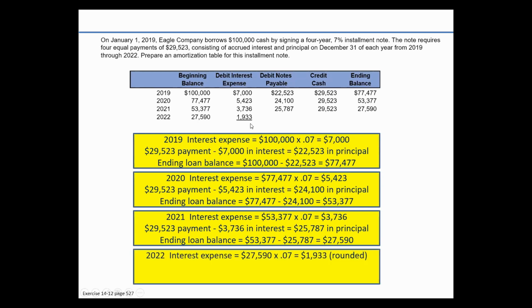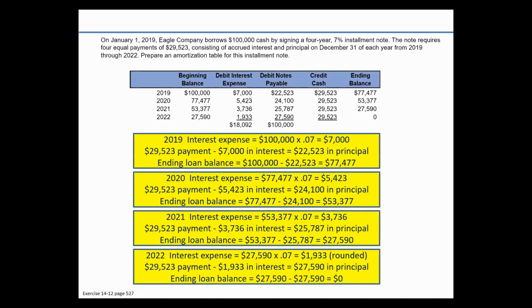And then, again, you take the beginning balance multiplied by 7%. That's going to give you $1,933. And then you know that the payment amount, again, is going to stay the same, $29,523. So you take that, subtract $1,933, and that gives you the principal being paid of $27,590. So then that would mean that the ending balance on the loan is 0.